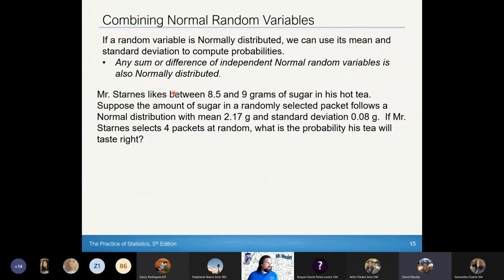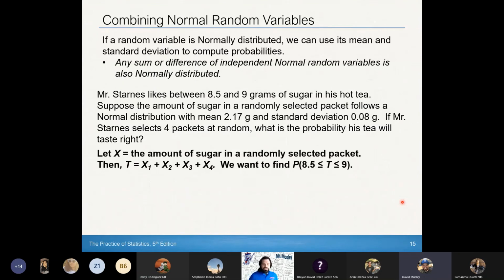So here's our example. Mr. Starnes likes between 8.5 and 9 grams of sugar in his hot tea. Suppose the amount of sugar in a randomly selected packet follows a normal distribution with mean 2.17 grams and standard deviation 0.08 grams. If Mr. Starnes selects 4 packets at random, what is the probability his tea will taste right?